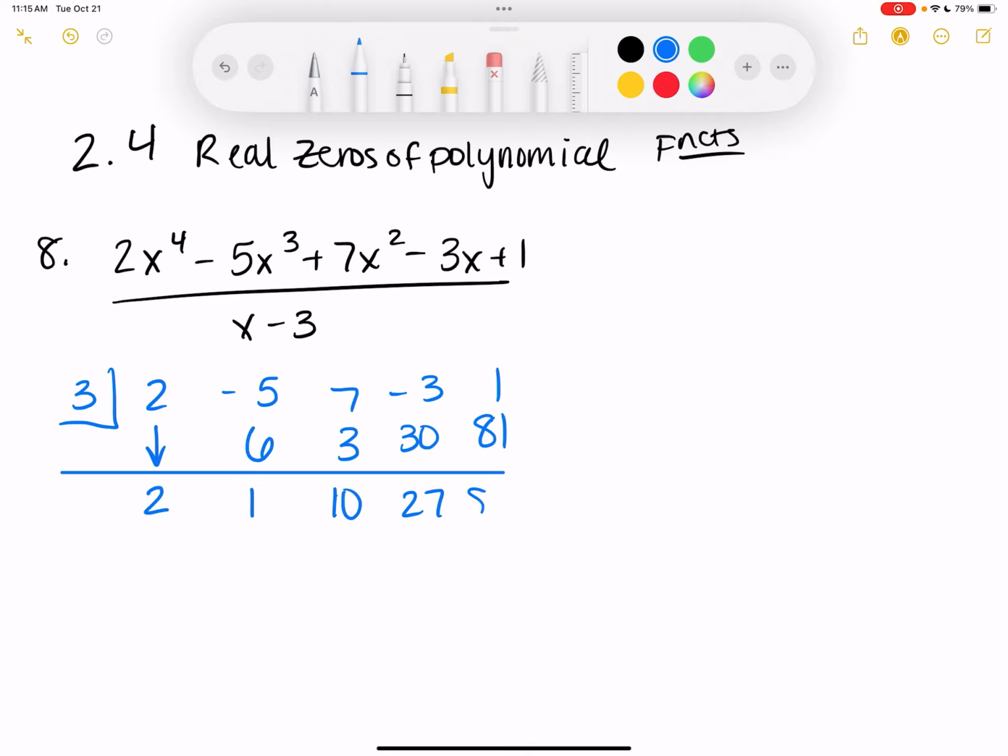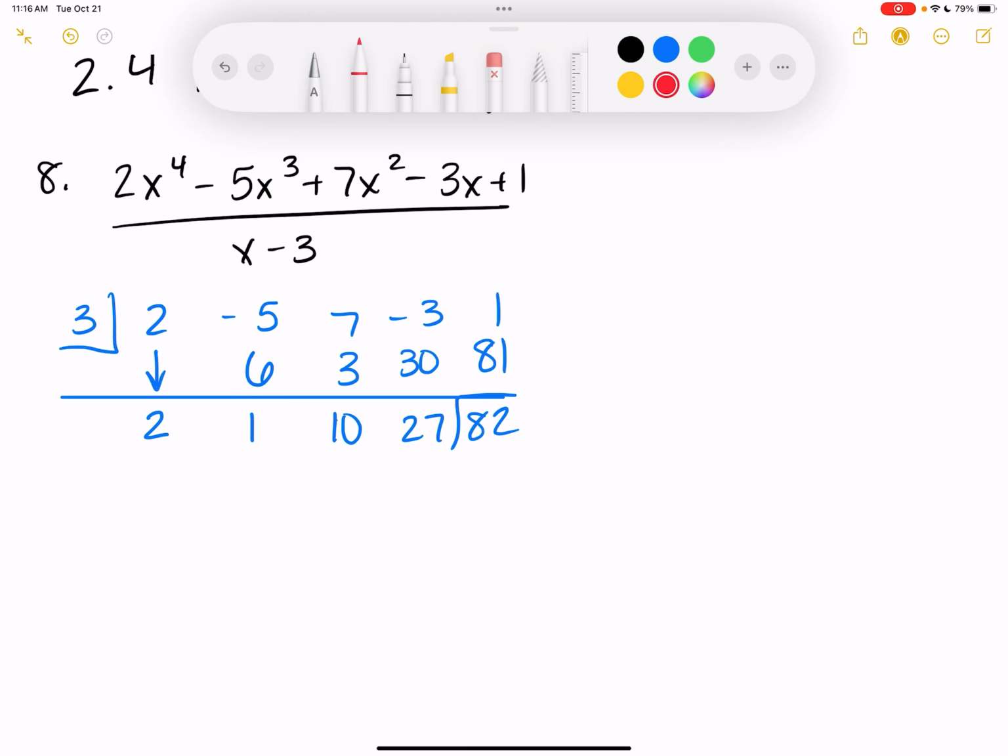Now, I'm not done. I have to write the summary statement with the answer in fraction form. So that means that I have, remember, if this was x to the 4th, this is going to be x cubed. So I have 2x cubed plus x squared plus 10x plus 27, and then plus whatever the remainder is, which is in that box down there, 82 over x minus 3.